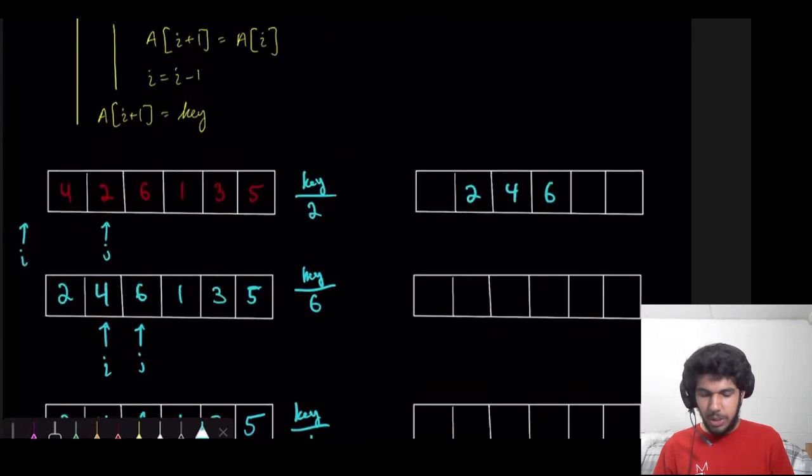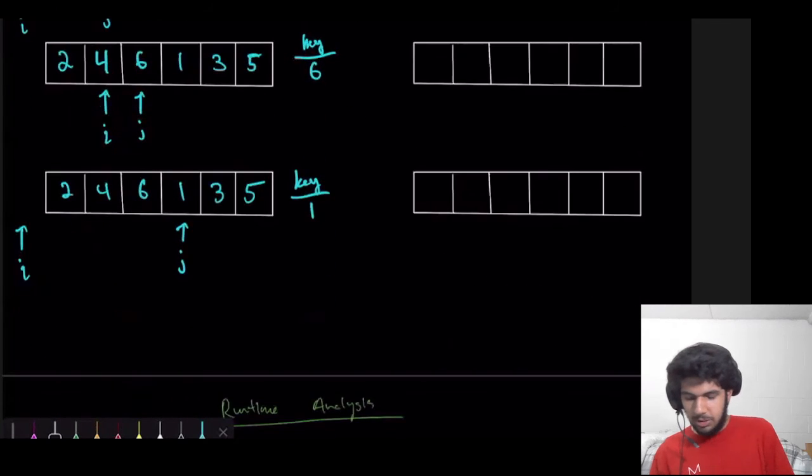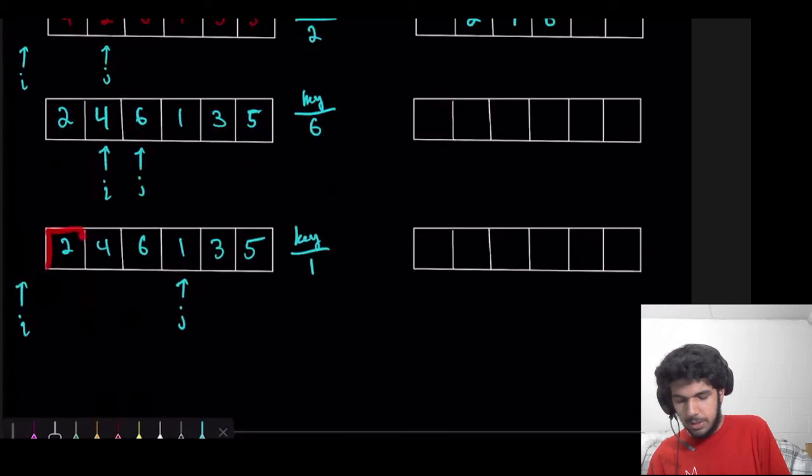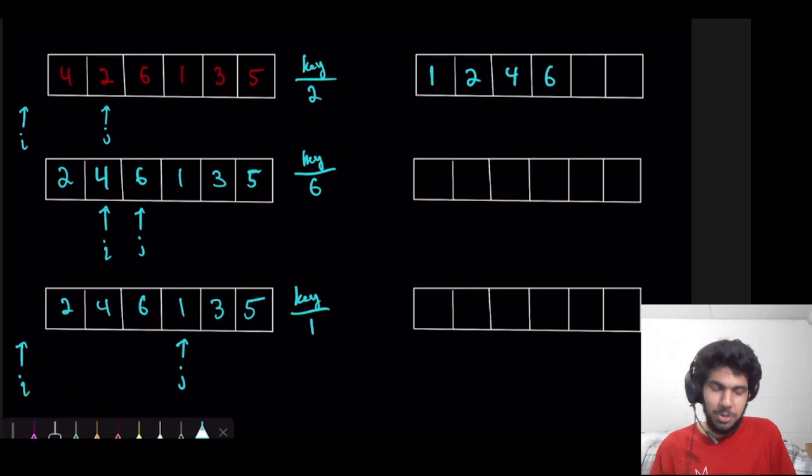So we exit the while loop, and that means we set the value at a of I plus 1 equal to key. So a of I plus 1 would be this box, and our key is 1. So we put that here, and then we finished the for loop, so everything else in the array stays the same. All right, just a couple more iterations of it.